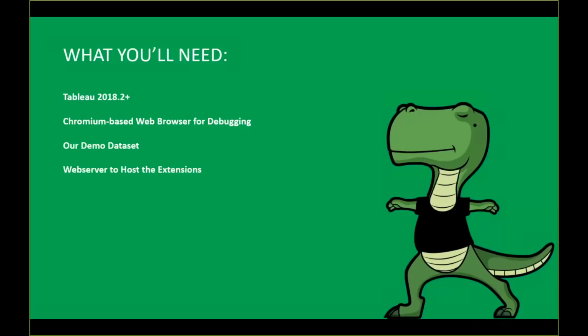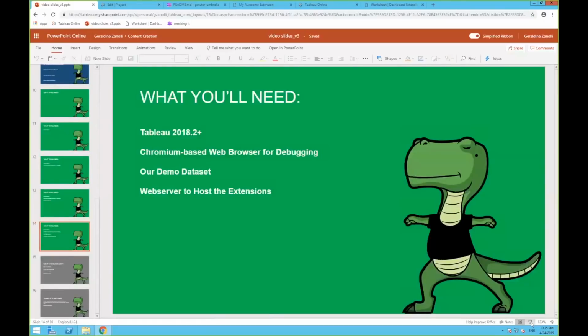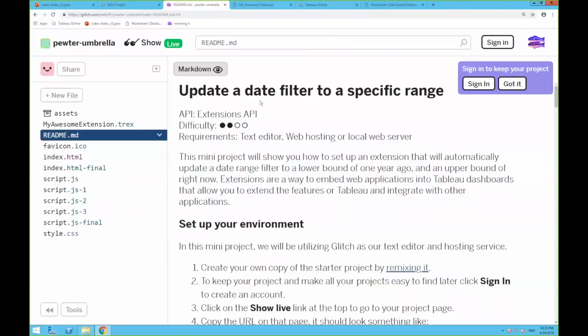In this video, I'm not going to spend time to host the extension or to pick your text editor. If you want to set up a local extension, you will need a web server to host the extension. I also recommend following the link in the description to learn more about how to set up a local extension. Today, we are going to use Glitch that is taking care of the hosting for us. The first thing is to create a copy of the starter project by remixing it. So you just need to click on the link in the description and it's going to do a copy automatically.